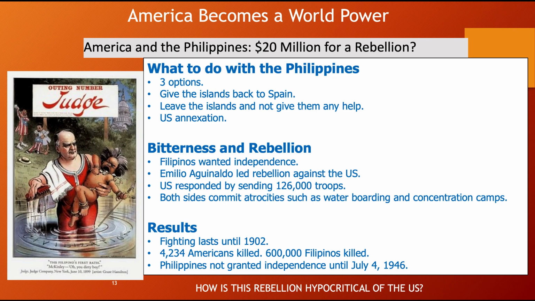On your paper, I have the question, how is this rebellion hypocritical of the U.S.? Think about our rebellion, our war for independence. We fought in a war for independence against Britain, and now they fought in a war for independence against us. We did not give them their independence. How is this hypocritical of us? Why is this hypocritical of us? I'm going to give you a minute here. You can pause the video to answer this question.